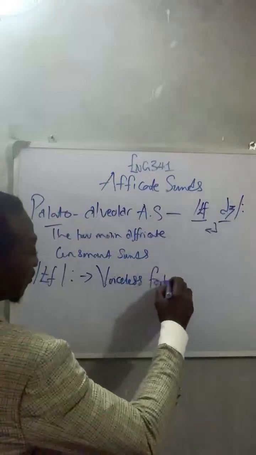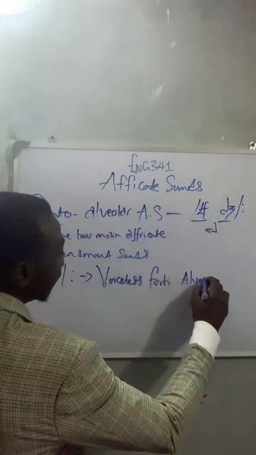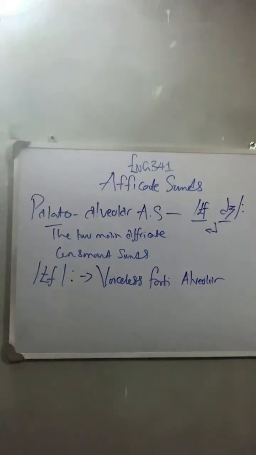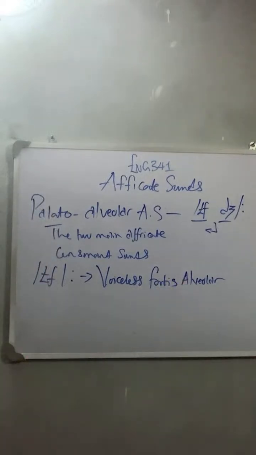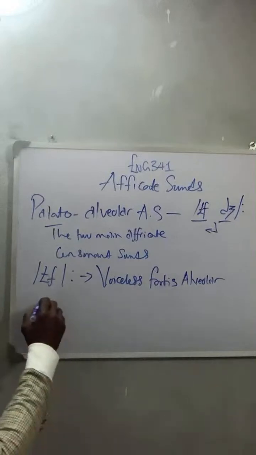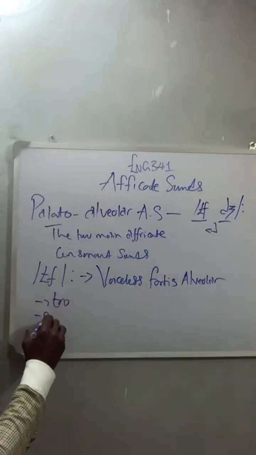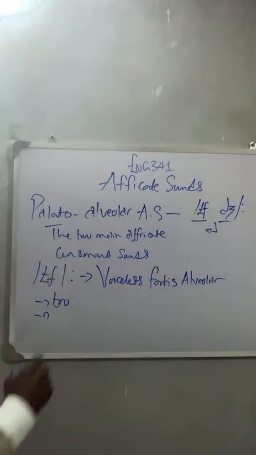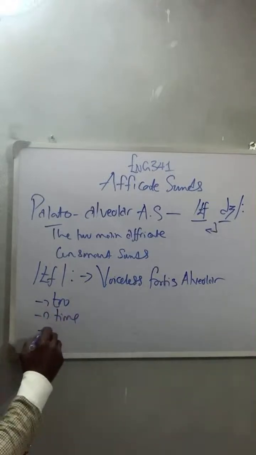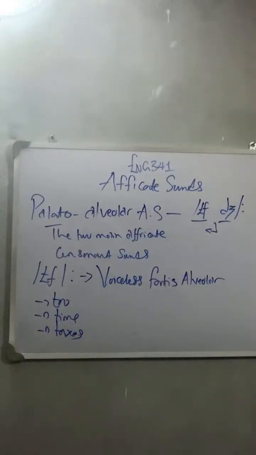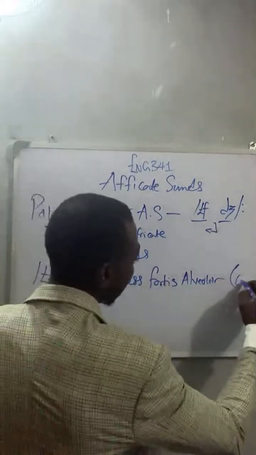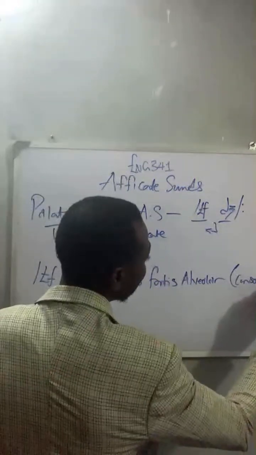That is the voiceless fortis alveolar. Now we have examples of this. We have two, time, taxes. These are just very few examples. Now this is actually a consonant sound.